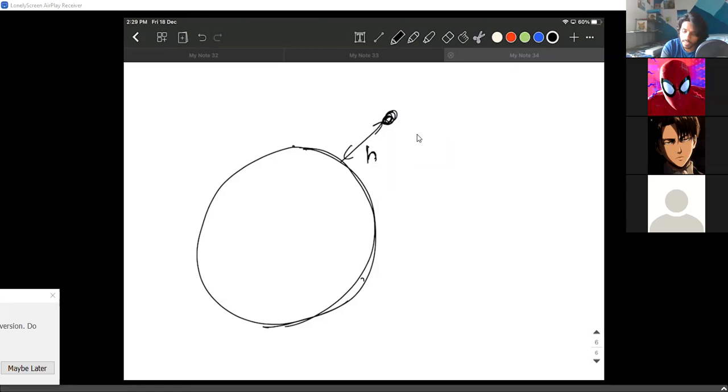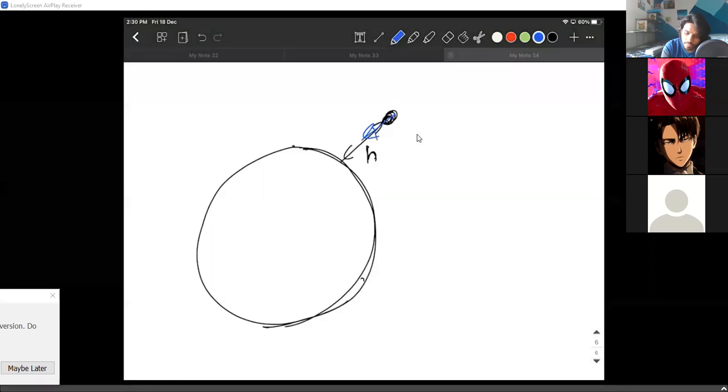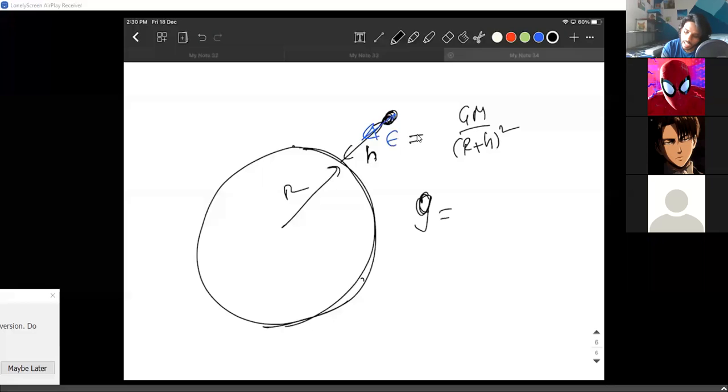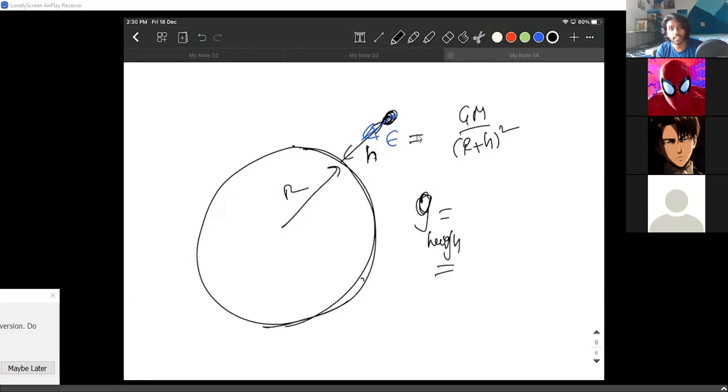All you need to do is simply find the value of E, and that is nothing but g. How much is the E there? GM by the distance from the center, r plus h, whole square. That is the value. So I have the g at a height. The acceleration due to gravity at a height is GM by r plus h whole square. We can live with this value. We don't really have to change this value.